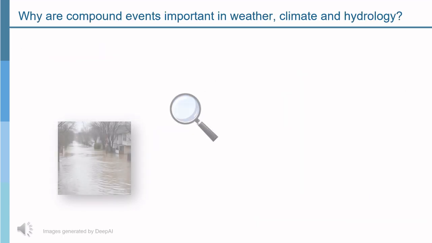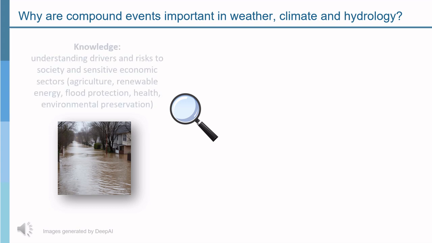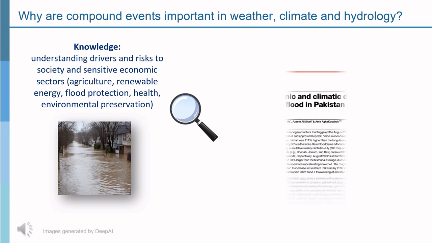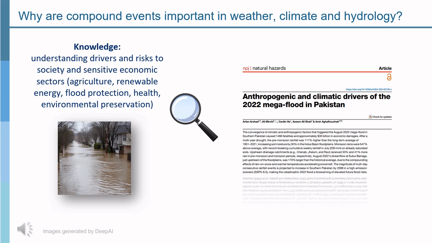The study of multi-hazard interactions can serve different purposes. It enhances our knowledge and understanding of the drivers that affect the risk of compound events at local or large scales to society and the economic sectors that depend on climate, weather, and water, such as agriculture, renewable energy, flood protection, health, and environmental preservation. For instance, in 2022, Pakistan faced a record-breaking heatwave that was followed by unprecedented monsoon rains, resulting in flooding that caused 1,486 fatalities and approximately $30 billion in economic damages.